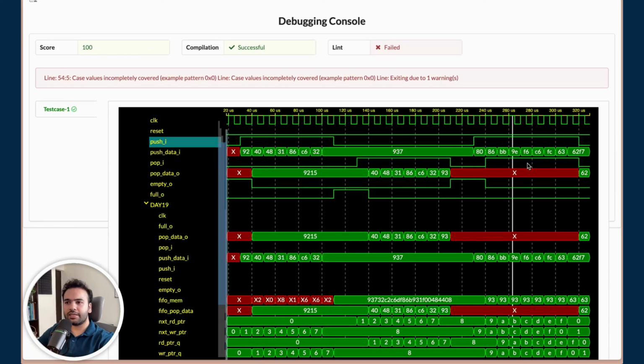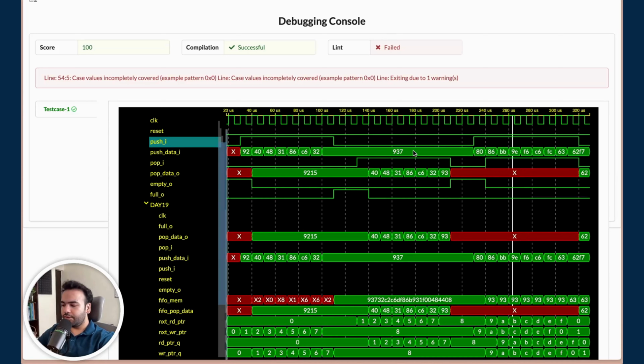Would anyone like to take a guess here? Feel free to take a guess as to why you think we are getting an X when something like this has happened? Anyone? Okay, I'll try to take a look at this.